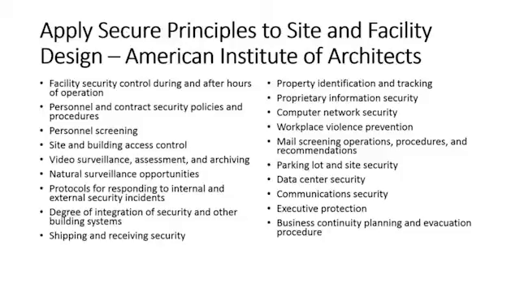Executive protection. Are we protecting executive items, executive data, the executive themselves? Communication security. Are we protecting our communications with encryption? How is the data being protected? And then we're always going to have that business continuity plan, that BCP, and evacuation procedures, a disaster recovery plan. All of these are going to be in our BCP, our business continuity plan.